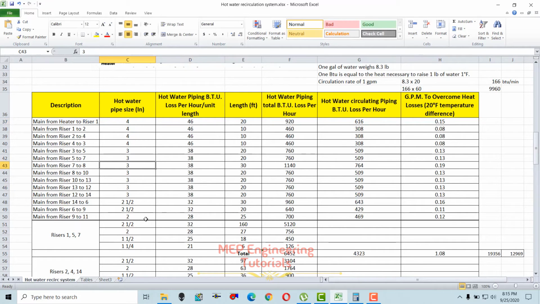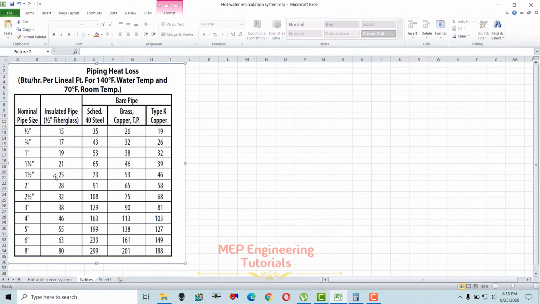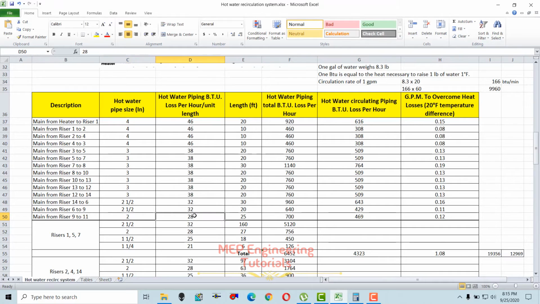In the same way, you have to write them one by one. So let's say 2 inches. How much is 2 inches? 28. So we have BTUs per hour, and we have to write 28 here.